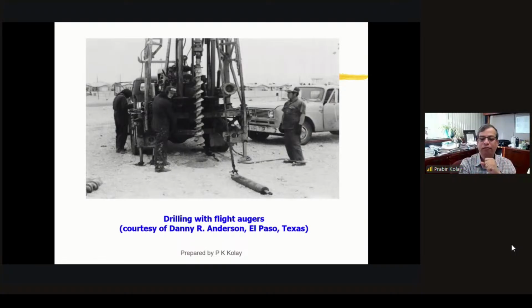So this is drilling with flight auger. Most of the time you use it, for example, for pile foundations. When the soil is good, you make a hole into the ground, then take out the soil sample and shake it. If the soil can stand on its own, no casing is required. If the sample is going to collapse, then you have to have the casing.